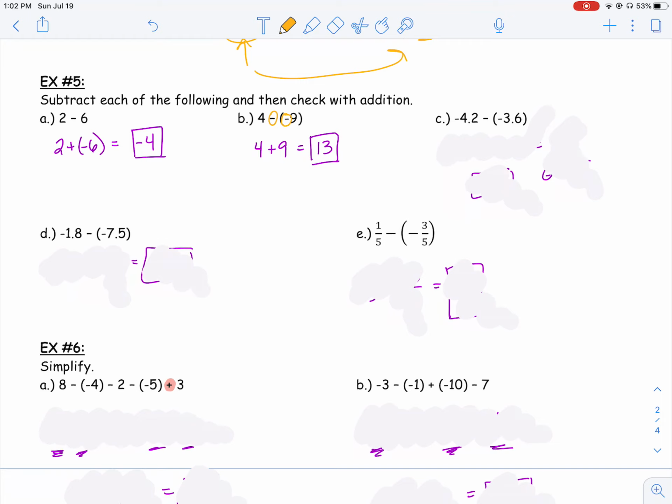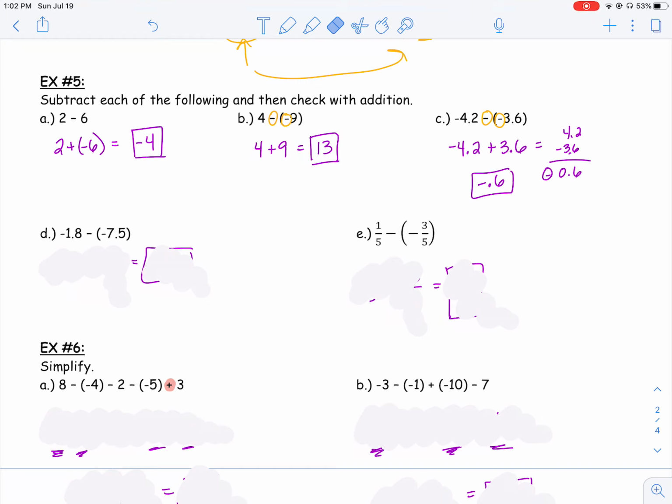So what about C? If I have negative 4.2 minus a negative 3.6, I can say adding the opposite of negative 3.6. So negative 4.2 plus 3.6. They are opposite signs, so I can subtract. 4.2 minus 3.6 is 0.6, and keep the sign of the bigger number, that's negative, so I get negative 0.6. So changing these subtraction problems into addition problems might be more helpful.